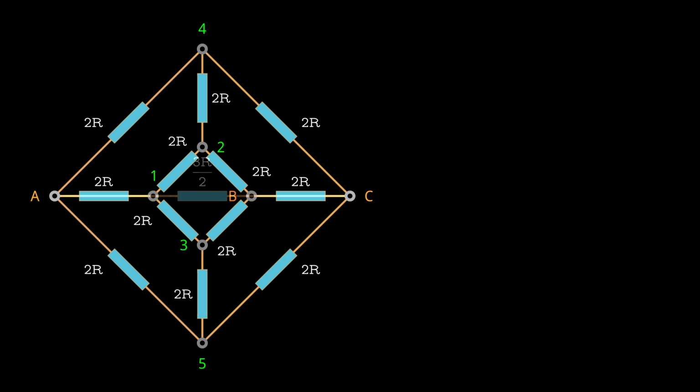I hope that explanation was clear. If anything was unclear, please feel free to share your questions in the comments. Next, we'll proceed to find the equivalent resistance between nodes A and B.